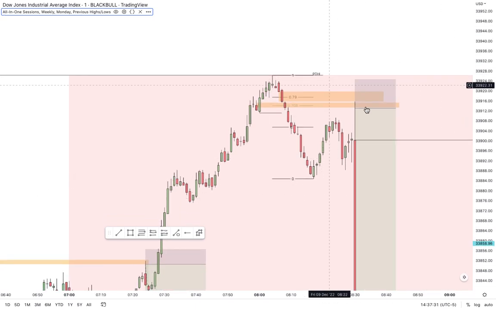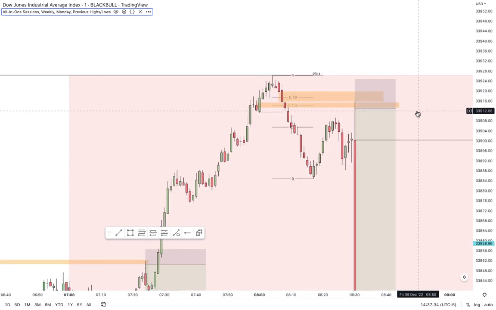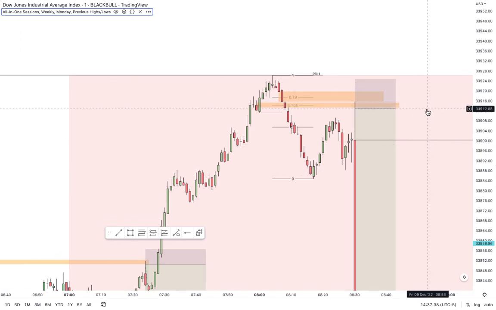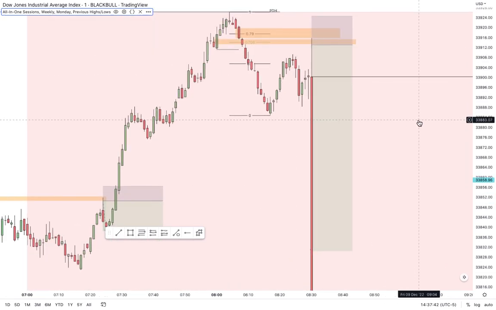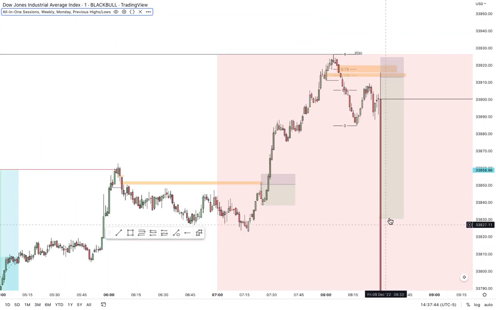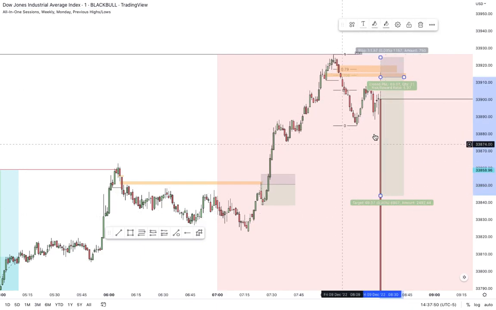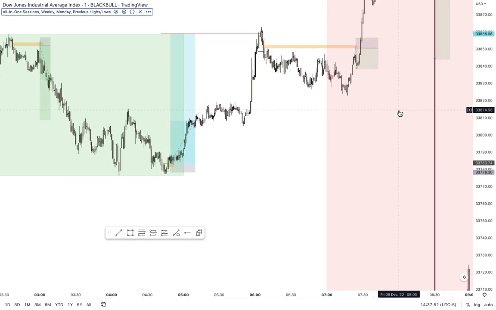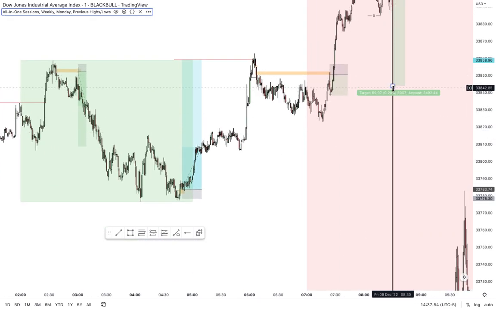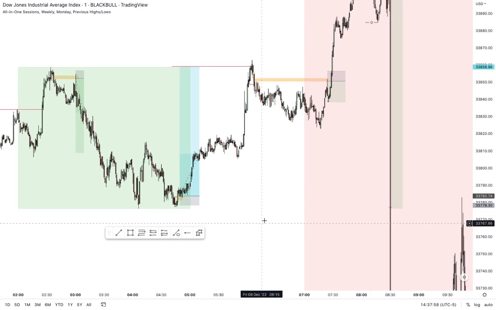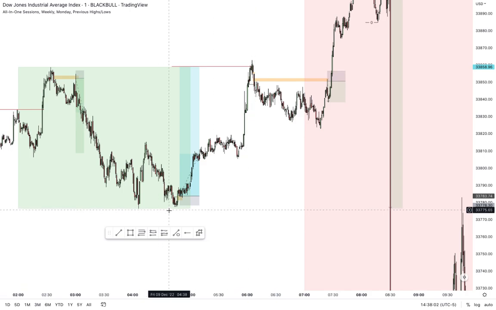So where's the level? Actually the level is inside this zone. So this was my entry. My first target was the 5 hour, but this was on news, so I couldn't close it. So my take profit was the London session lows. So it hit all this, and my whole trade was closed on these London session lows.